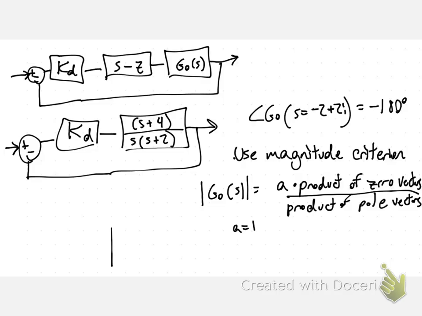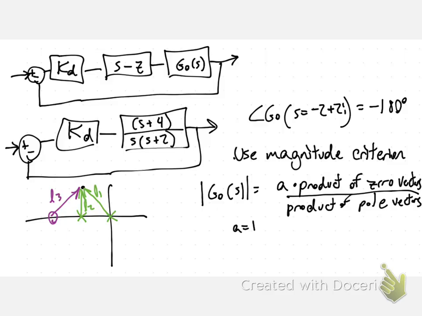And if we draw out our poles and our zeros, we had a pole at S is equal to negative 2, S is equal to 0, and we have a 0 at negative 4. And our desired pole location was at negative 2 plus 2i. So just like with our angle criterion, we have those vectors drawn out, and we can refer to them as L1, L2, and L3.